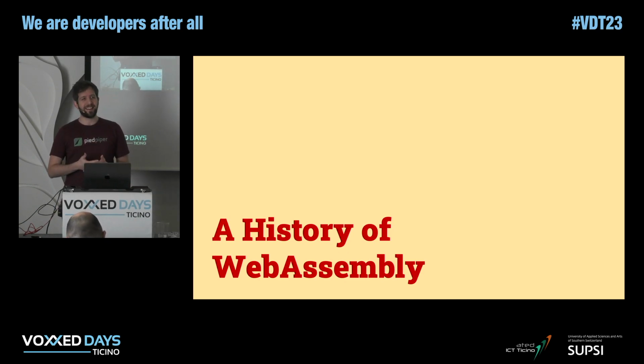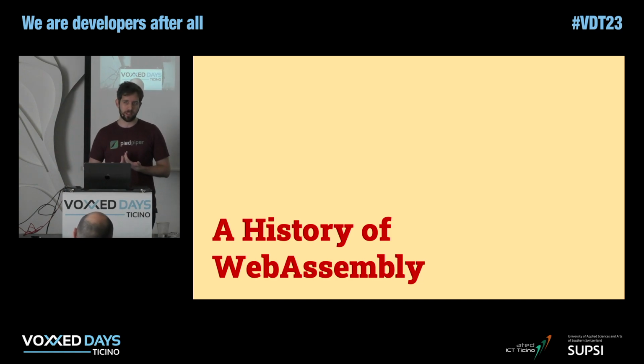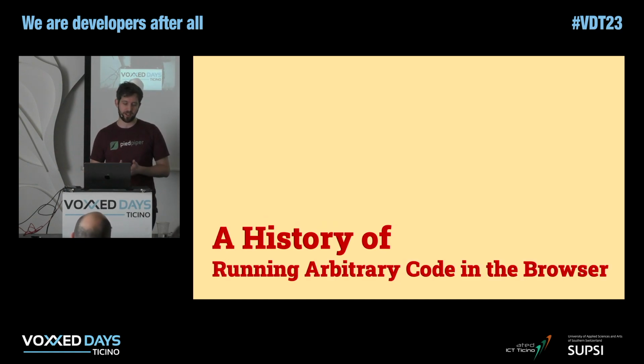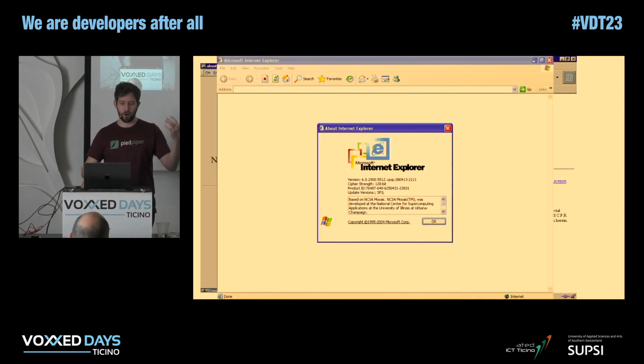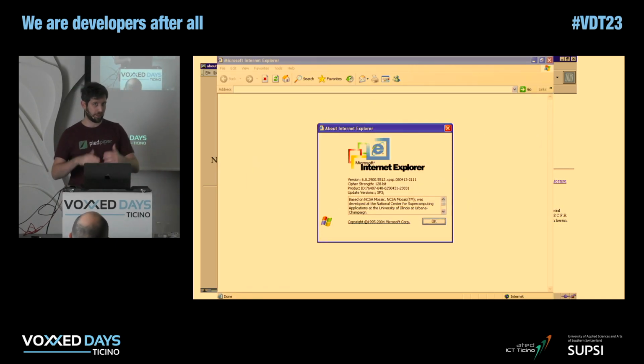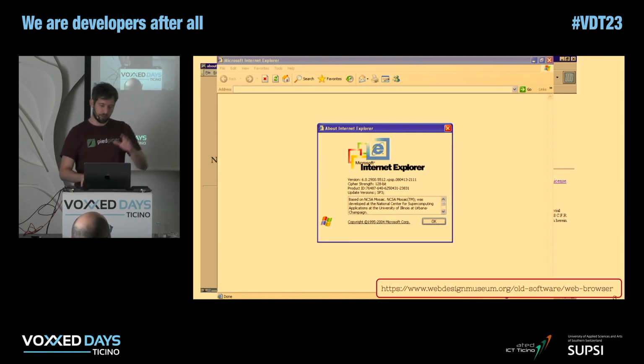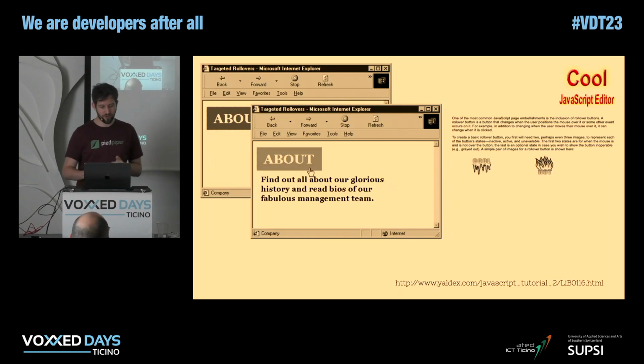In order to understand that, I want to tell you the history of WebAssembly, which I should rather say is the history of running arbitrary code in the browser. To give you a sense of the historical period, let me show you a series of screenshots. This is Netscape 6. This is Mozilla 1.0. This is Internet Explorer, already on the 6th version, that we love. By the way, I didn't install a VM just to run those. There's a website where you can download all these screenshots if you're feeling vintage.